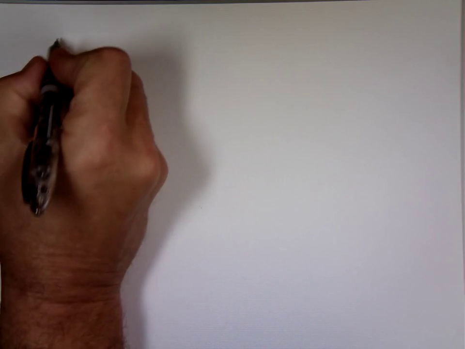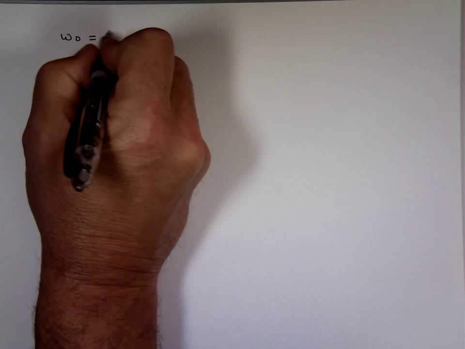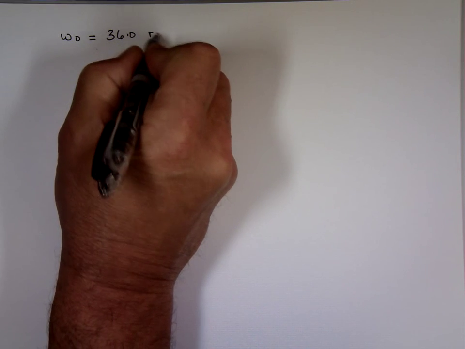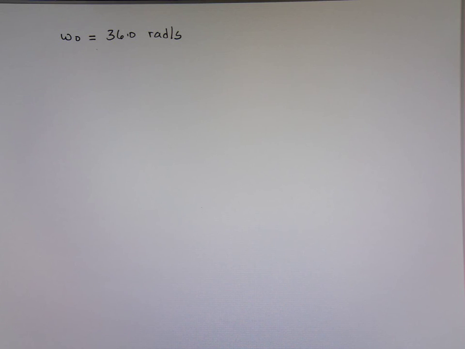So the initial angular speed, W0, for that ball is 36 rad per second. He throws a curveball. It doesn't really take that long for the ball to go from the pitcher's hand to the catcher's hand. Usually about a half a second. So let's say for this it took 0.6 seconds, the time.